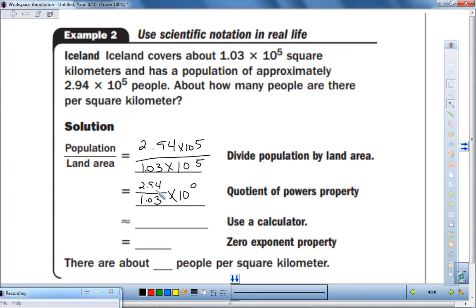But let's go ahead and divide the 2.94 by the 1.03. So we end up with 2.85 times 10 to the 0, which again is going to be 1. So this is 1 times 2.85, so we'd end up with 2.85. Now, you can't have 0.85 of a person, so we're going to go ahead and round this to a whole number. So there's about 3 people per square kilometer.